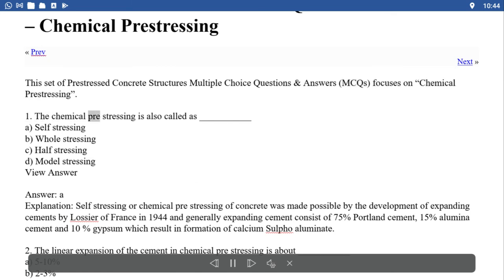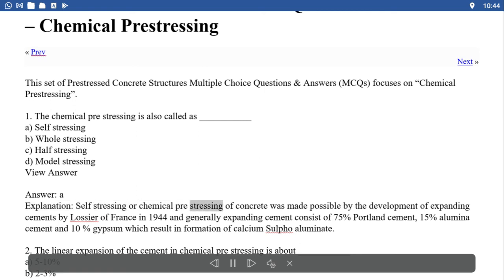1. The chemical pre-stressing is also called as ________. A. Self-stressing, B. Whole stressing, C. Half stressing, D. Model stressing. Your answer: Answer A. Explanation.